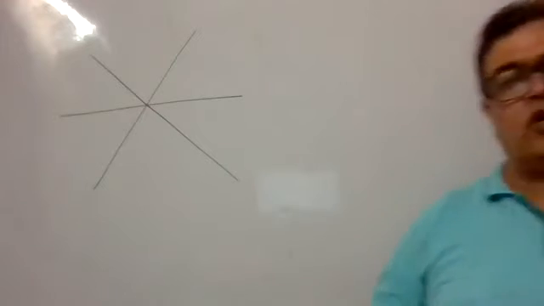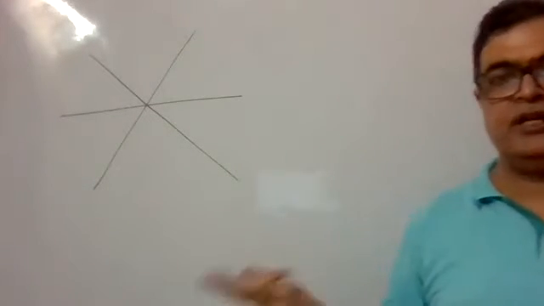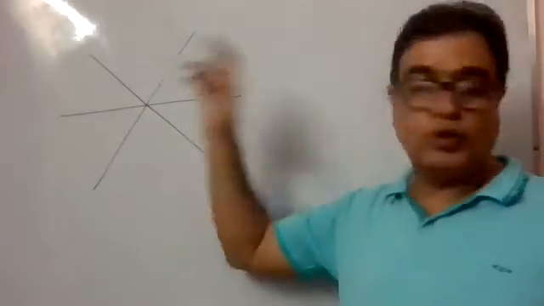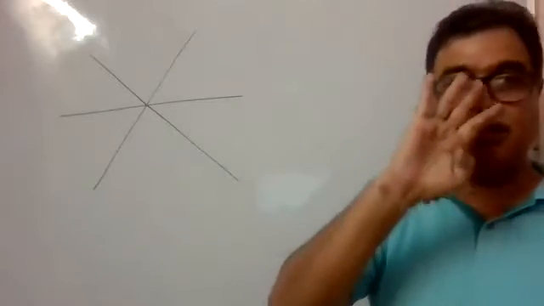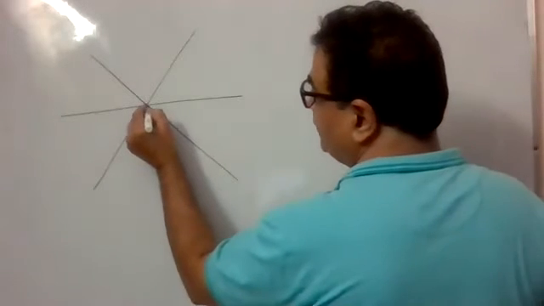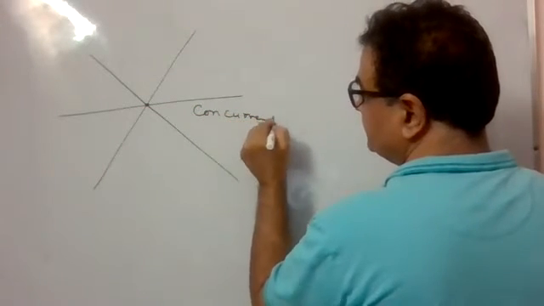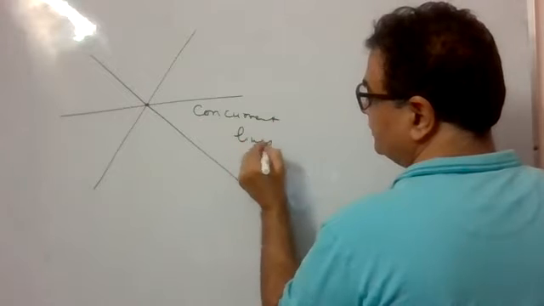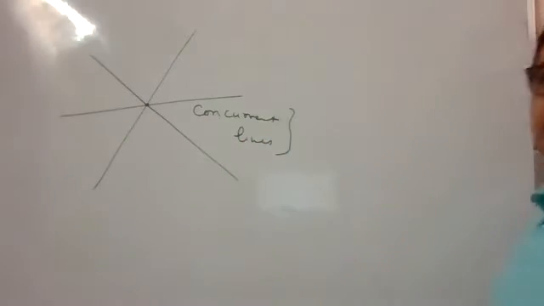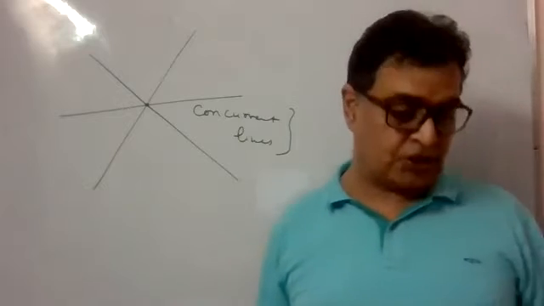Minimum 3 lines must be there. 2 lines are going to intersect automatically if they are not parallel, we know it. So if we have 3 or more lines passing through the same point of intersection, this is called concurrent lines. Concurrent lines means the lines passing through the same point of intersection.